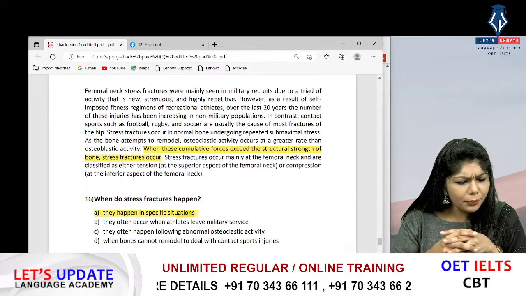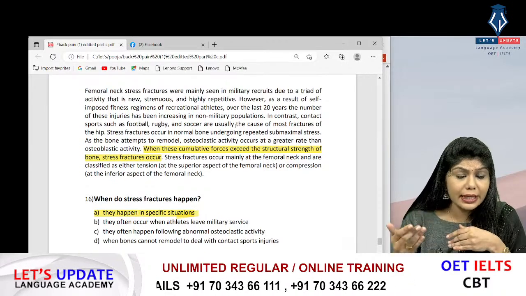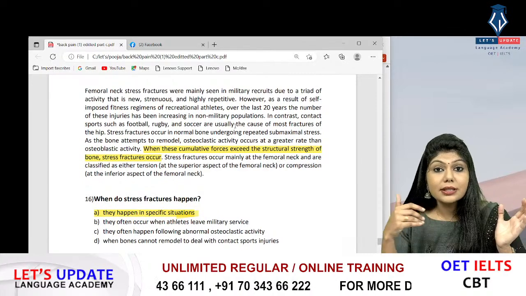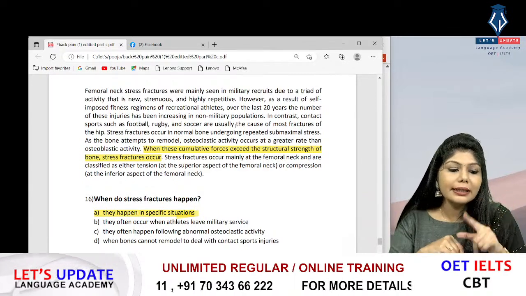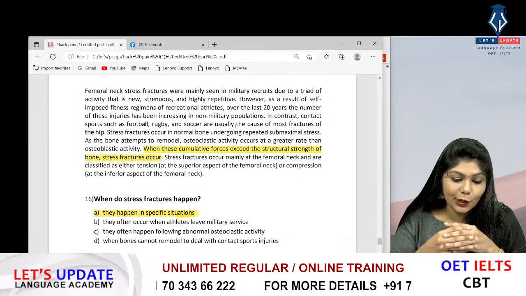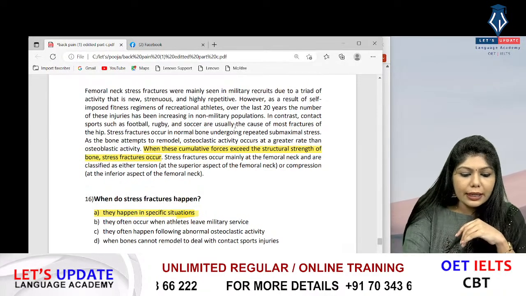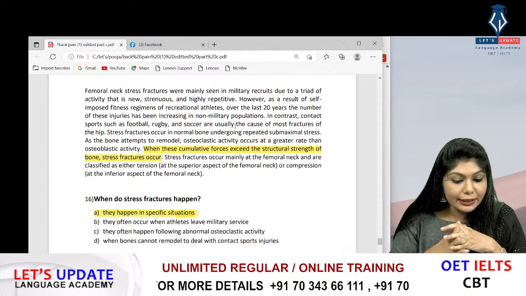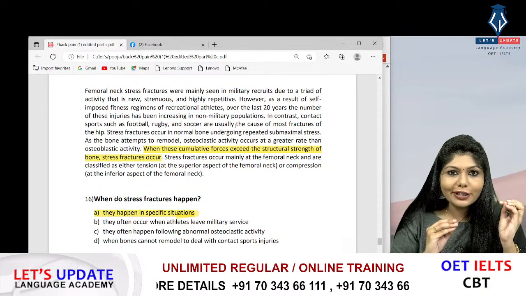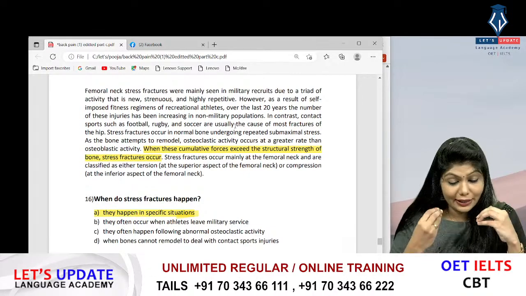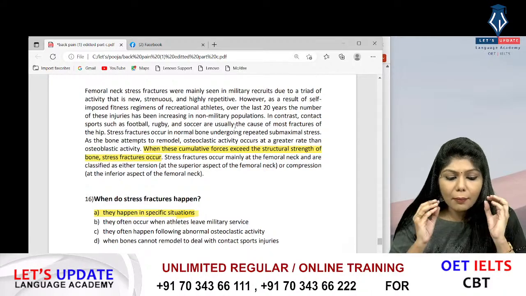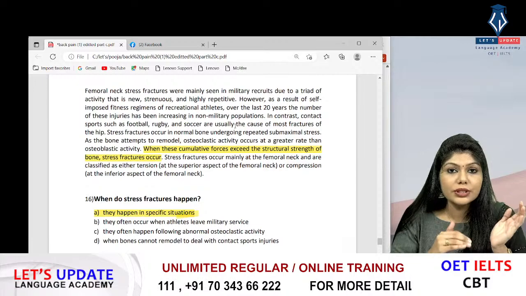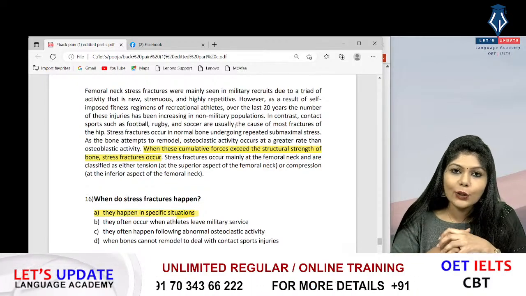What about C? They often happen following abnormal osteoclastic activity. No, it's not because of osteoclastic activity or its abnormality or the rate at which it was happening. It's only when the cumulative force exceeds the structural strength of the bone. Only when that is exceeded does this happen, not just because of osteoclastic activity alone. And what about D? When bones cannot remodel to deal with contact sports injuries. That is not specified like that. But you can give a general answer like they happen in specific situations, in the sense that when the forces exceed the structural strength of the bone, that is when the fracture happens. So that is the correct answer.